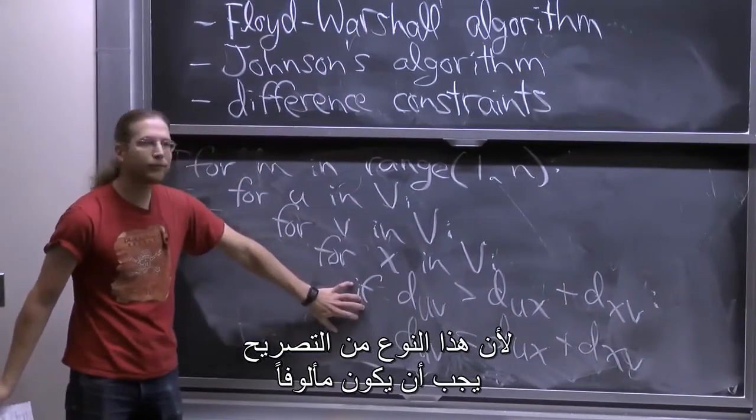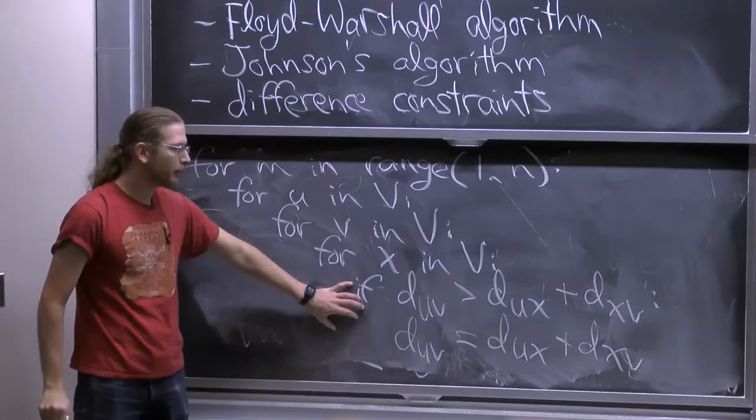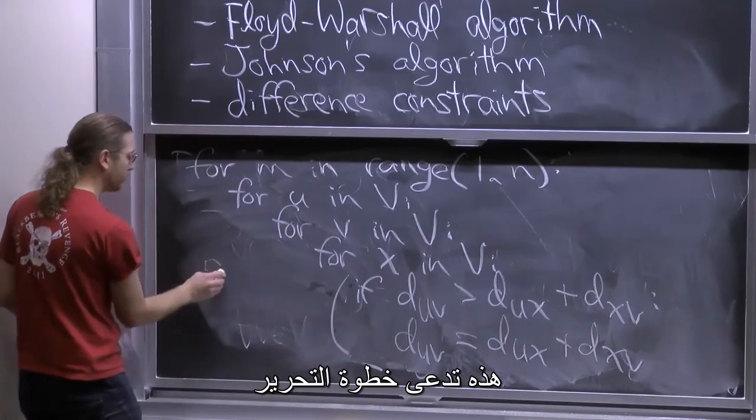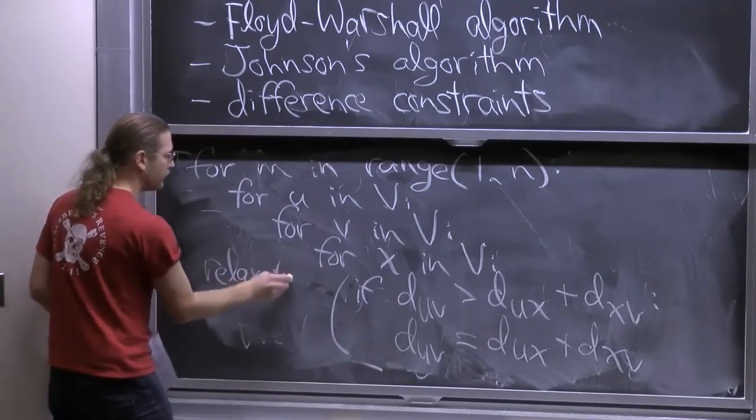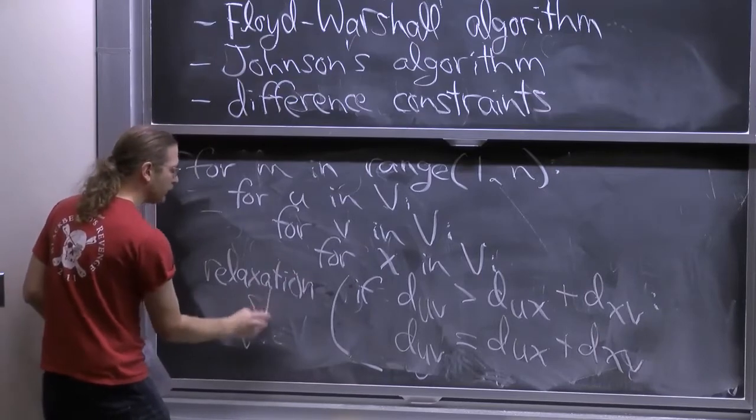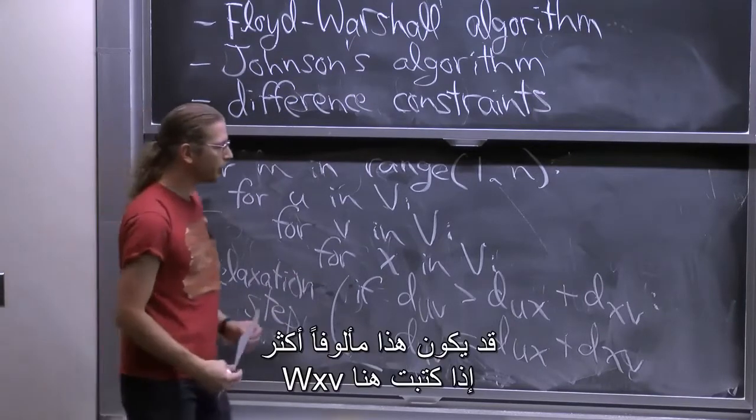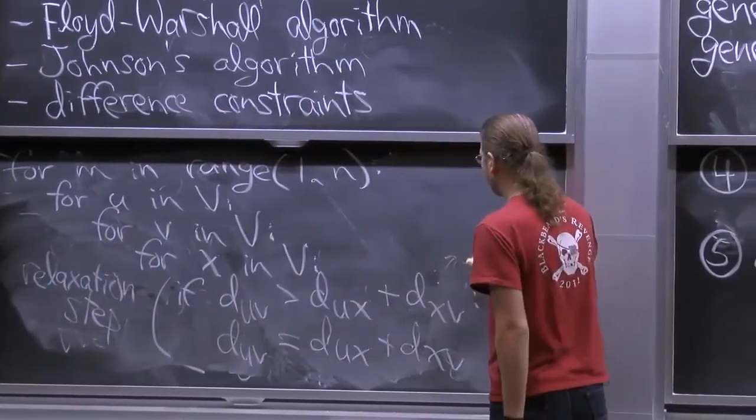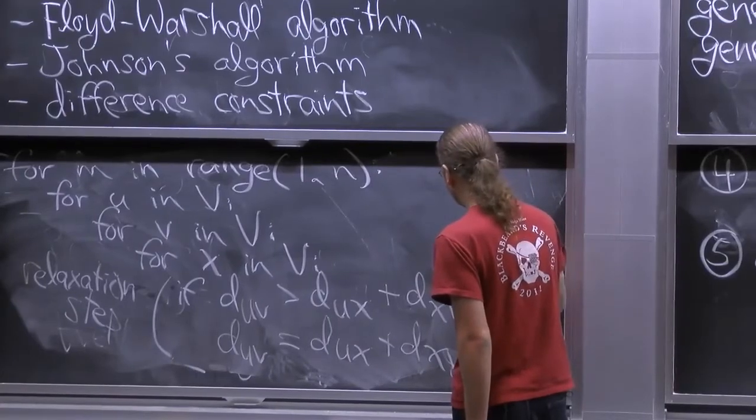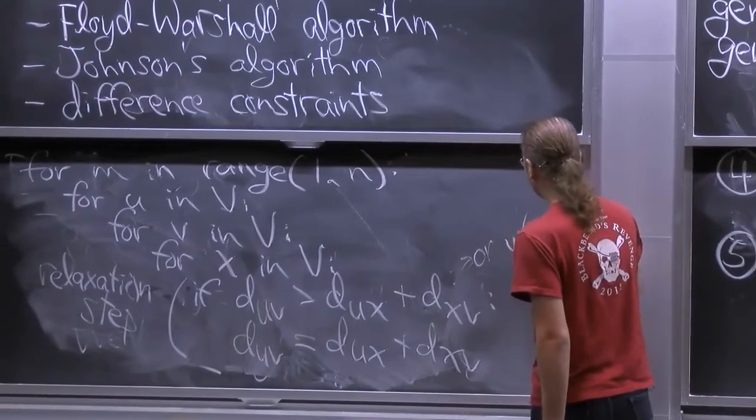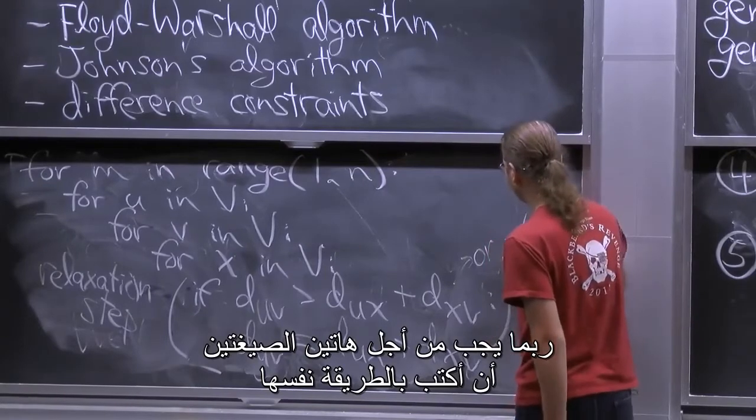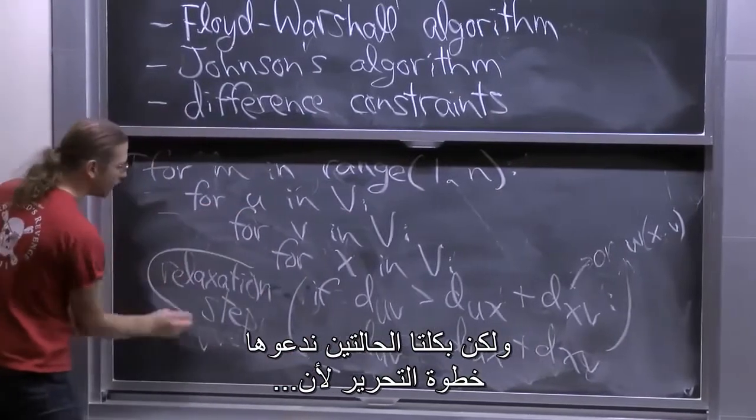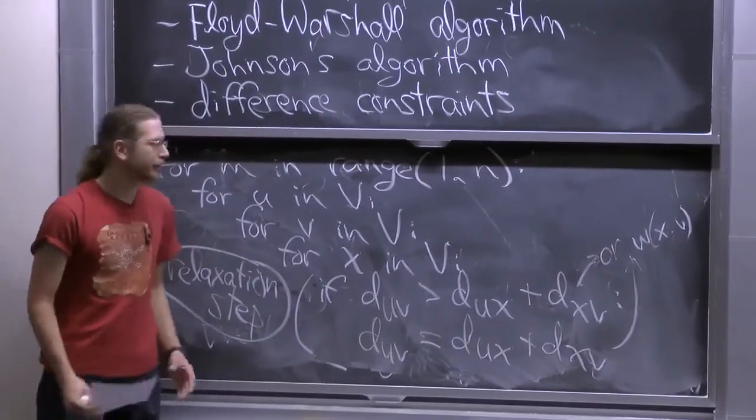Because this type of statement should look familiar from Dijkstra and Bellman-Ford. This is called a relaxation step. Okay, it probably would look more familiar if I wrote here w of xv. You could also write w xv. That's an alternative. For both of these, probably should write the same way. But in either case, we call this a relaxation step because it's kind of a technical reason.